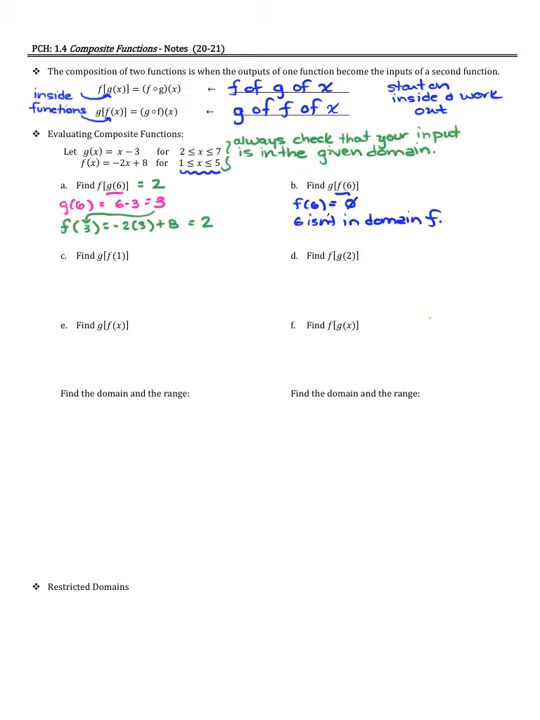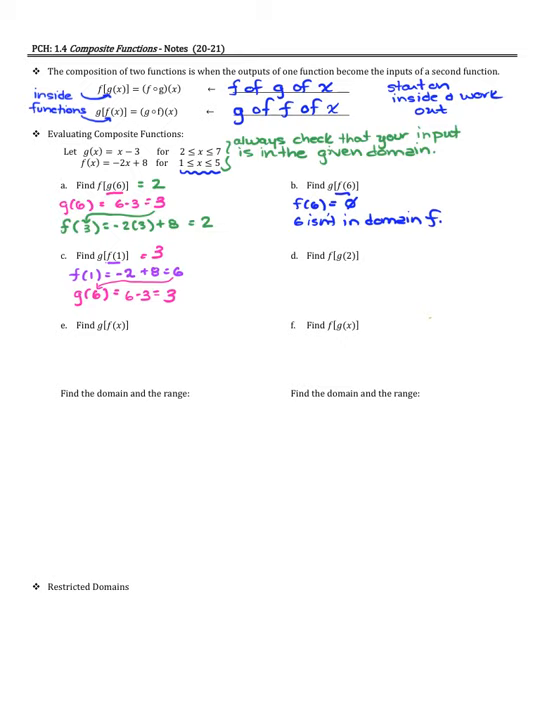All right, let's find g of f of 1. That means we start on the inside. 1 is in the domain of f, so negative 2 times 1 plus 8 is 6. All is good so far. Then we go to g of 6, and that is okay as well. Remember, this 6 went in here. So we have 6 minus 3, and that gives us 3. No problems there. We keep going.